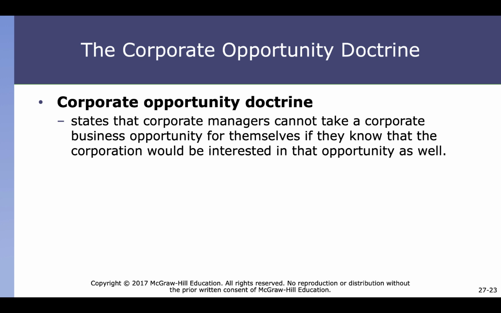The corporate opportunity doctrine says that corporate managers can't take a corporate business opportunity for themselves if they know that the corporation would be interested in that opportunity as well. So, going back to this business manager who has another business on the side, if an opportunity to enter into a really nice, lucrative contract presents itself, that business manager must offer it to the corporation first before acting on it by herself.